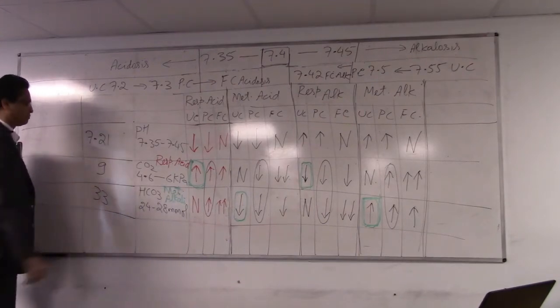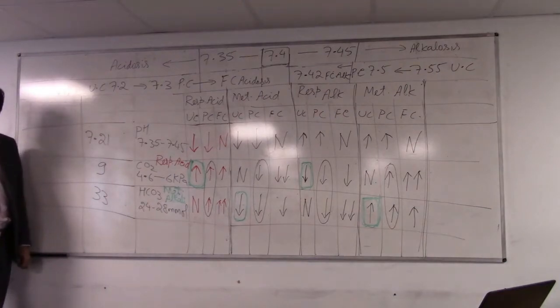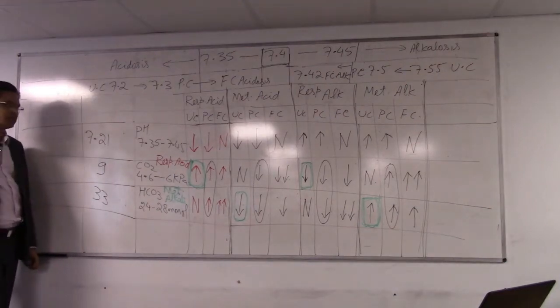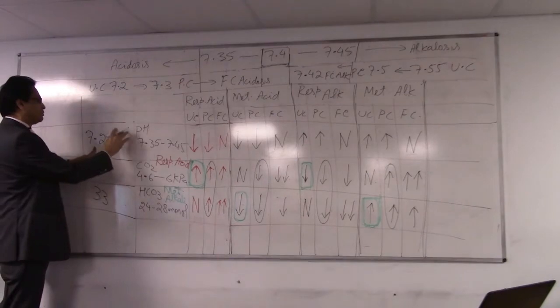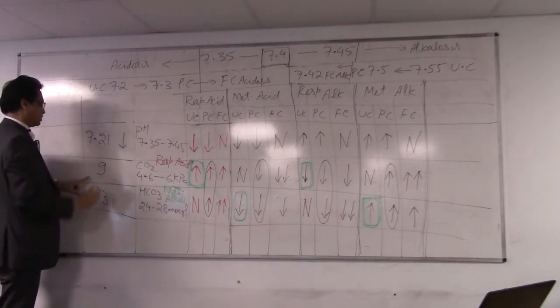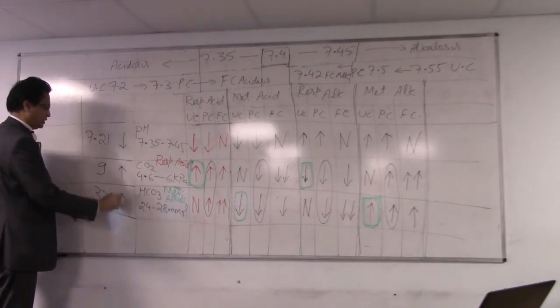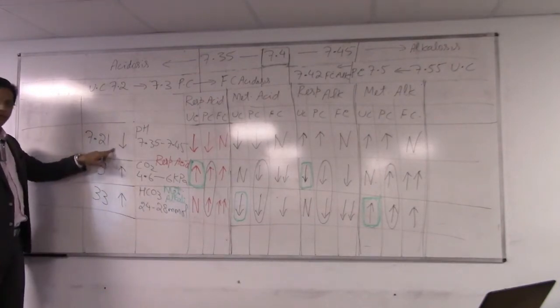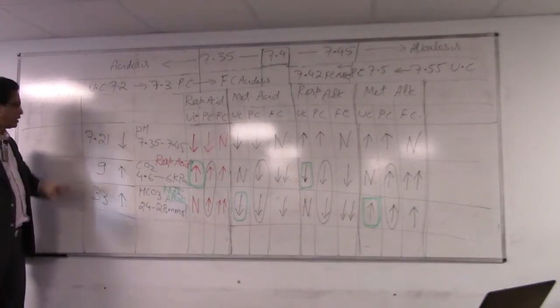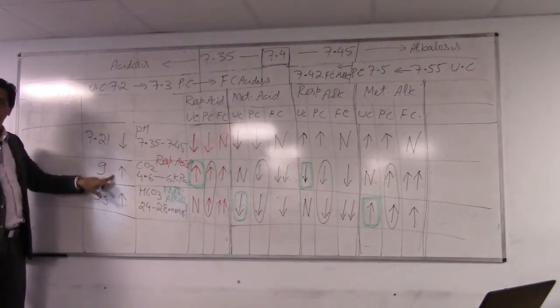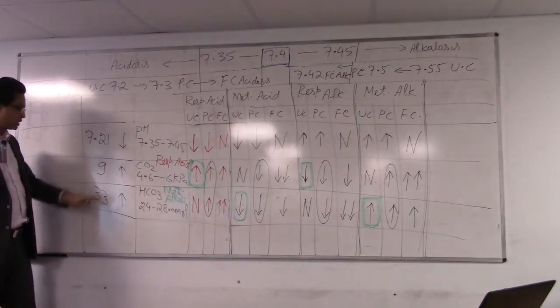pH 7.21, carbon dioxide 9:33, partially compensated. First, you tell me the arrows. pH is low. Carbon dioxide is high. Bicarbonate is high. Okay, so that is acidosis, and carbon dioxide is high, that is respiratory acidosis.